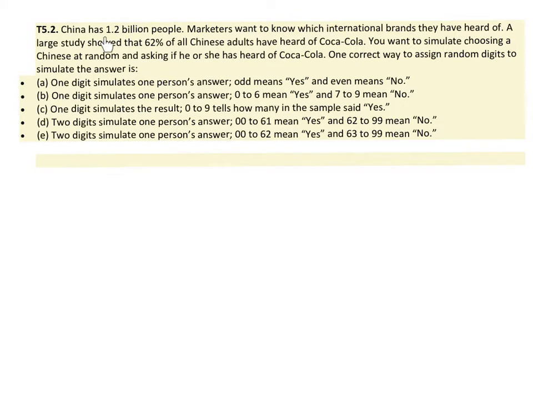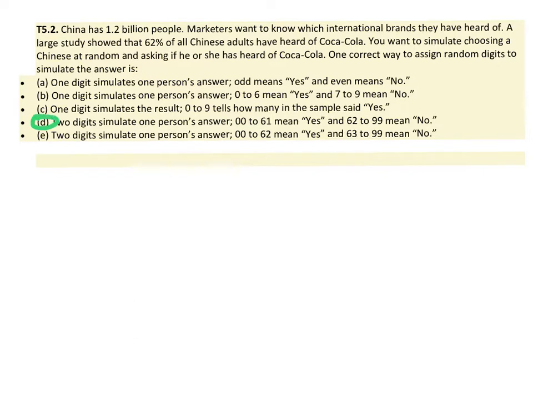Number 2, China has 1.2 billion people. Marketers want to know which international brands they have heard of. A large study showed that 62% of all Chinese students have heard of Coca-Cola. You want to simulate choosing a Chinese student at random and asking if he or she has heard of Coca-Cola. One correct way to assign random digits to simulate this answer is, the correct answer here was letter D.